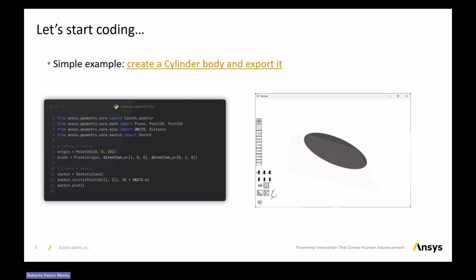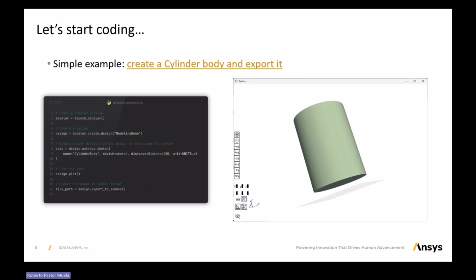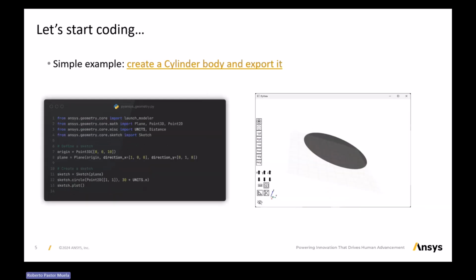So this is a brief example of how the library works. We've got a sketching part in all our modeling operations. So we will define a plane. Let me take the cursor. I don't know if you can see my mouse. Probably you can, but anyway.